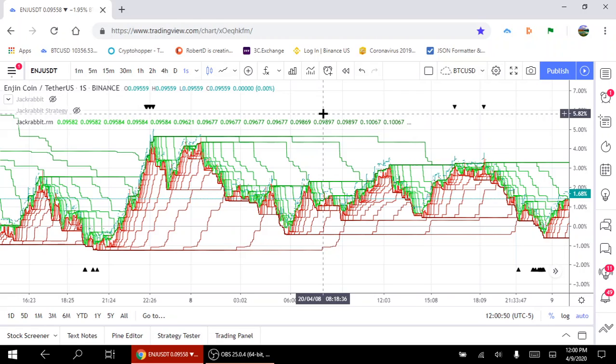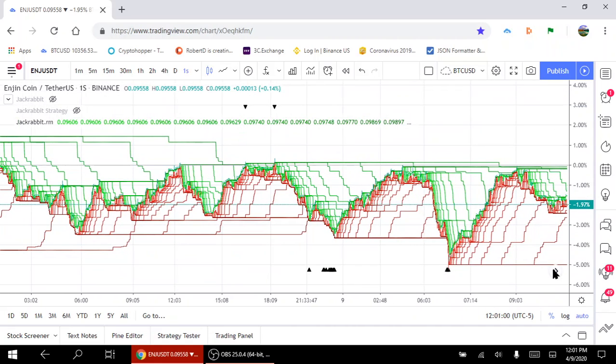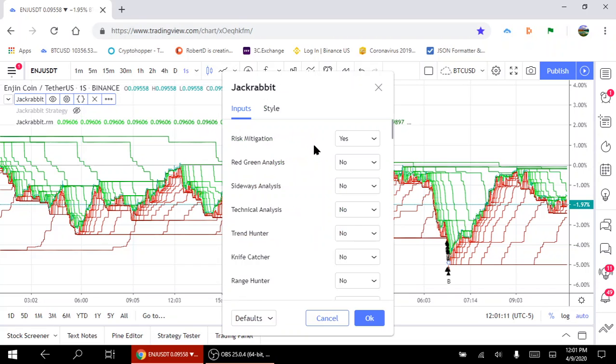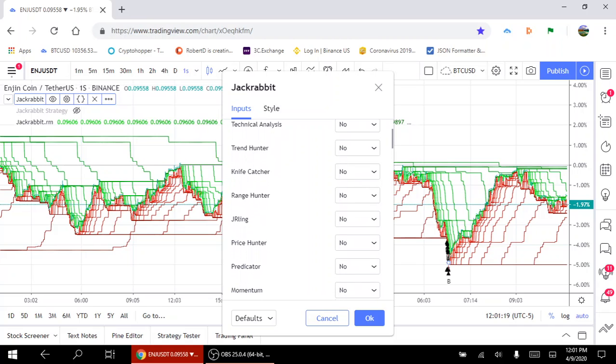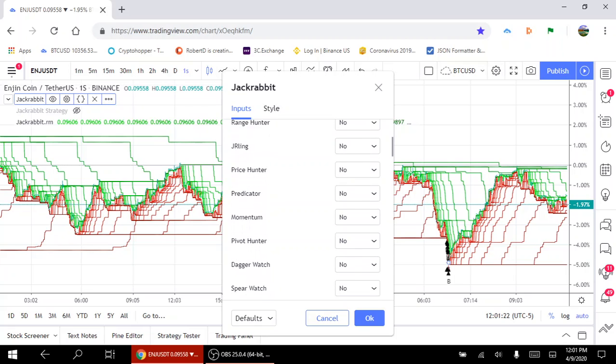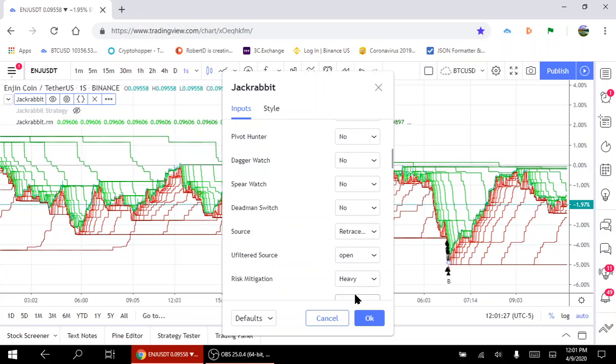Until the recent version of Jackrabbit, you could not trade on support and resistance by itself. That changed recently. So let's bring up the Jackrabbit algorithm and bring up the settings. I have disabled everything except risk mitigation, and I've set risk mitigation to heavy.